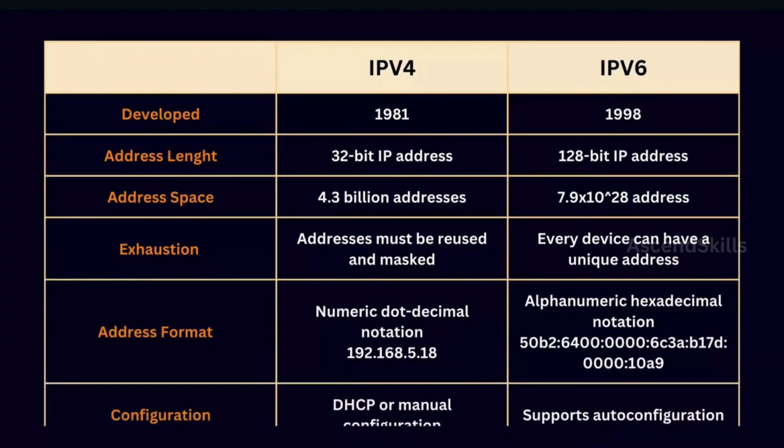The IP address has two versions, IPv4 and IPv6. IPv4 is the fourth version of the Internet Protocol using a 32-bit address, while IPv6 is the sixth version with a 128-bit address, offering more address space and improved efficiency. Here are a few differences between IPv4 and IPv6.